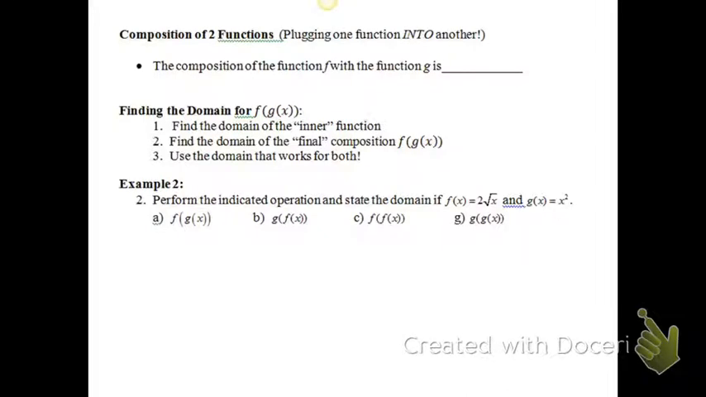In this video, we're going to talk about the last function operation, the composition of two functions, which is basically just plugging one function into another. The composition of the function f with the function g is written like f of g of x. So the way you actually read that is f of g of x.